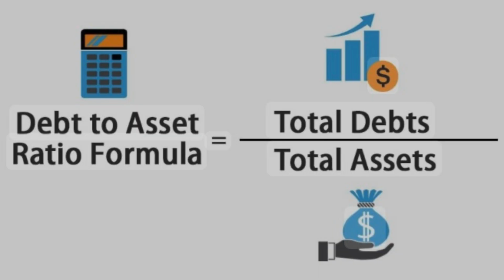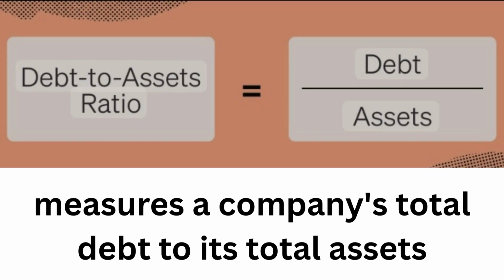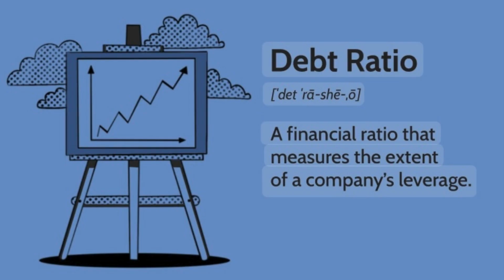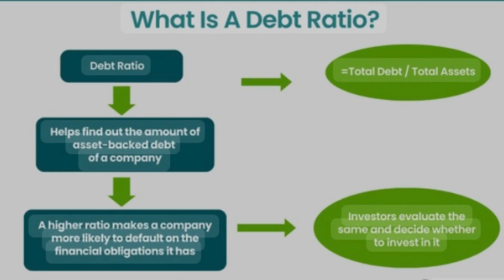The debt-to-assets ratio is calculated by dividing debt by assets. The debt-to-assets ratio measures a company's total debt to its total assets. It measures a company's leverage and indicates how much of the company is funded by debt versus assets, and therefore, its ability to pay off its debt with its available assets. A higher ratio, especially above 1.0, indicates that a company is significantly funded by debt and may have difficulty meeting its obligations.